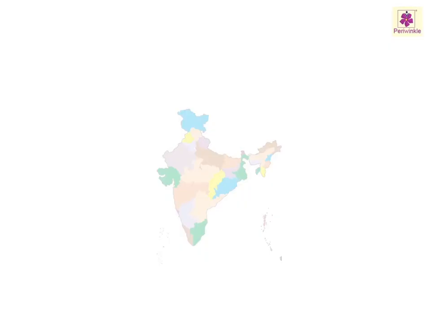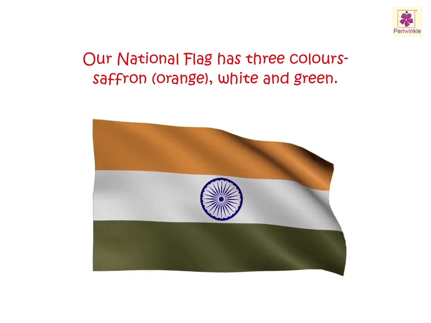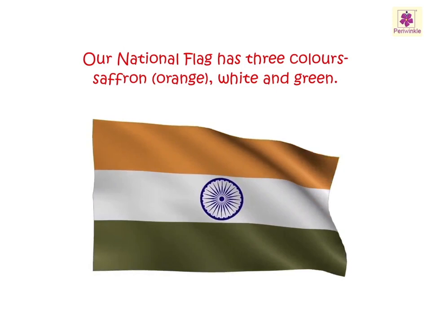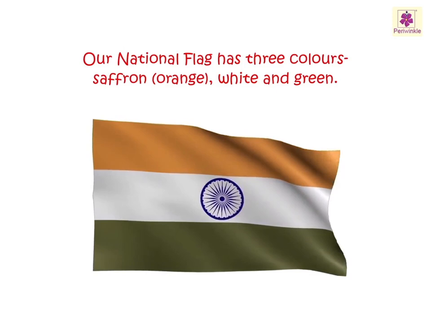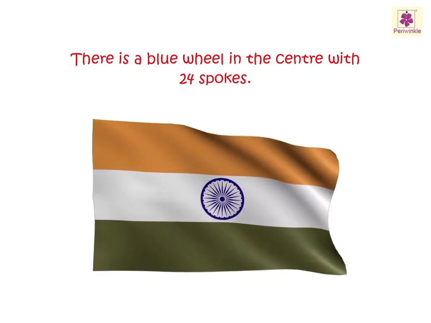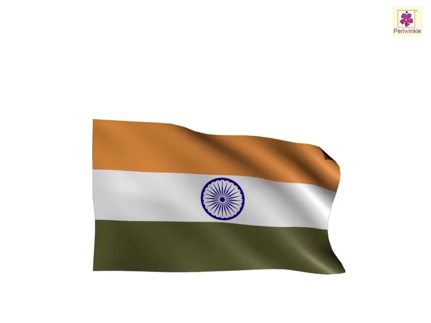Our country, India. Our national flag has 3 colors. Uppermost is saffron or orange. Then is white, and at the bottom is green. There is a blue wheel in the center with 24 spokes. It is known as the Ashoka Chakra.